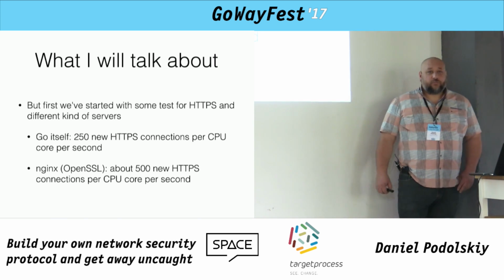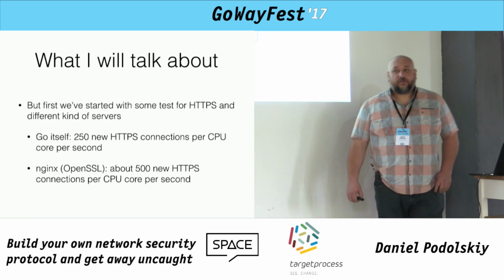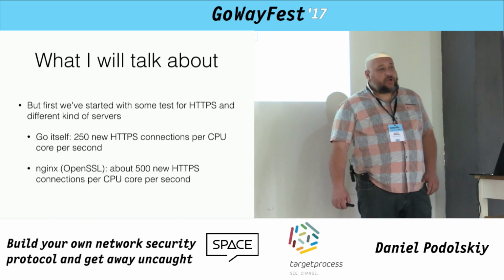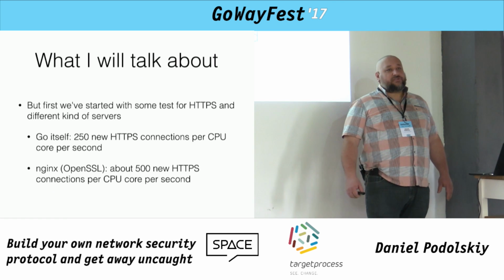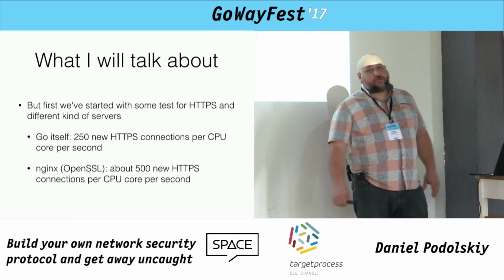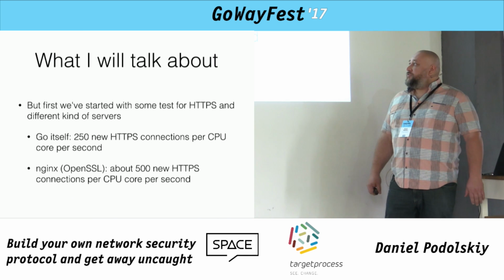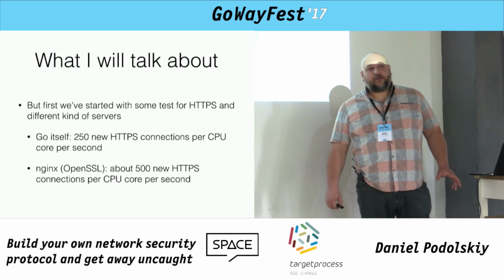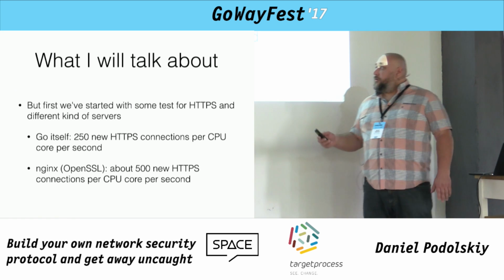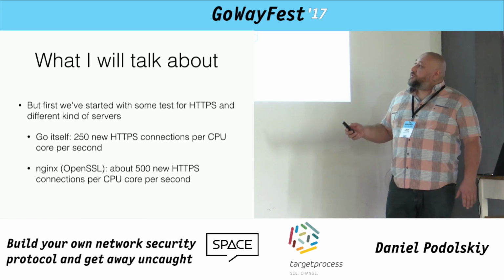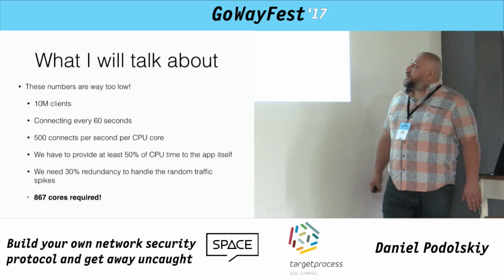Okay, we started with OpenSSL, we started with NGINX. We would get the same number if we compiled our Go application with the OpenSSL library using CGO. It would be the same. We would get about 500 new connections per second per core. It did not look too bad to us until we counted.